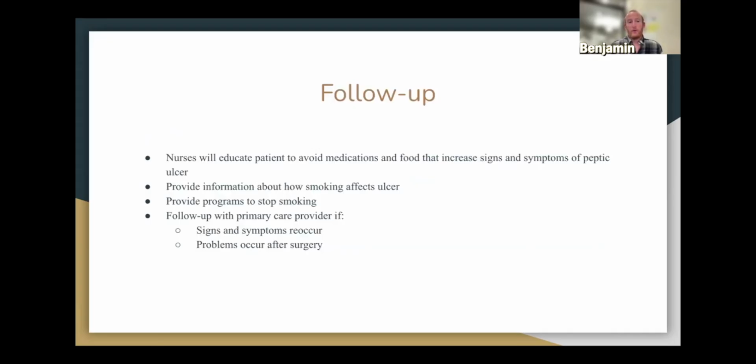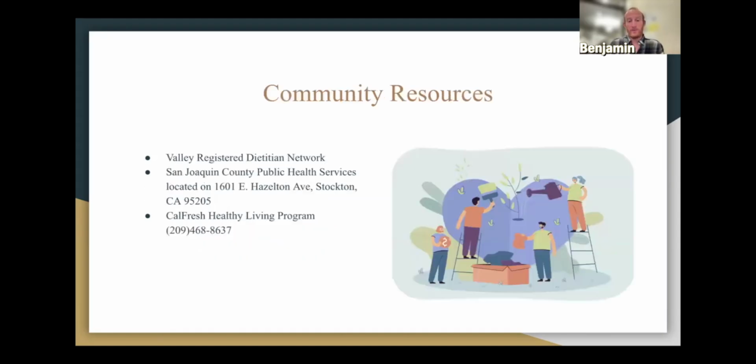So here are some follow-up interventions. We as nurses should educate our patient to avoid any medications or food that can increase the signs and symptoms of peptic ulcer disease, and provide education about how smoking negatively affects our health and can increase the risk for peptic ulcer disease. And then also we provide education so patients understand what the signs and symptoms are, and that they can contact their primary care physician if they have signs and symptoms of peptic ulcer disease.